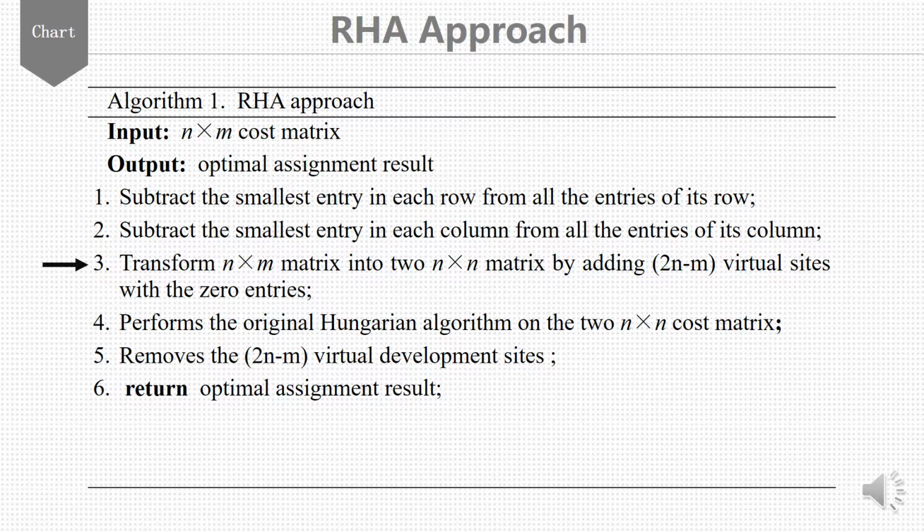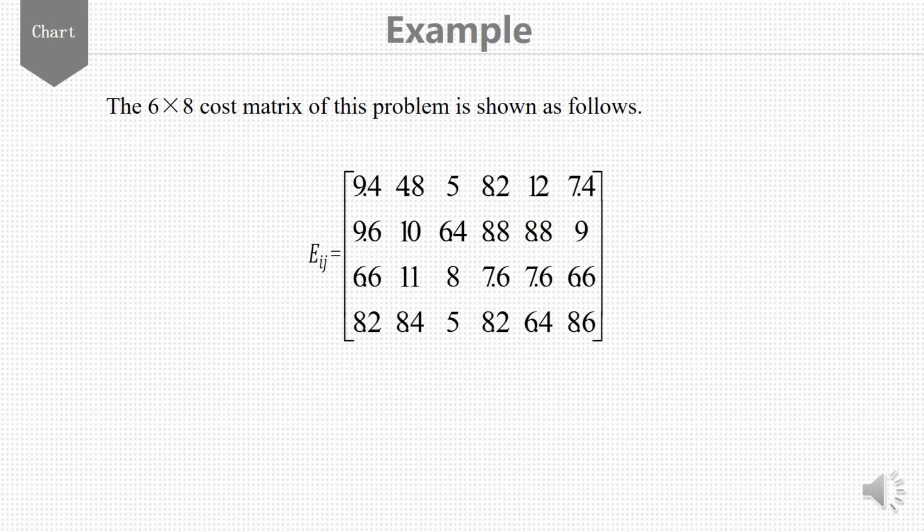Next, we transform the n multiplied by m matrix into a 2n multiplied by n matrix by adding virtual sets with 0 entries. We perform the original Hungarian algorithm on the new cost matrix to find the optimum test assignment. After that, we remove the virtual development sets and get the optimal assignment result. Now, let's see an example to know more about the RHA approach.